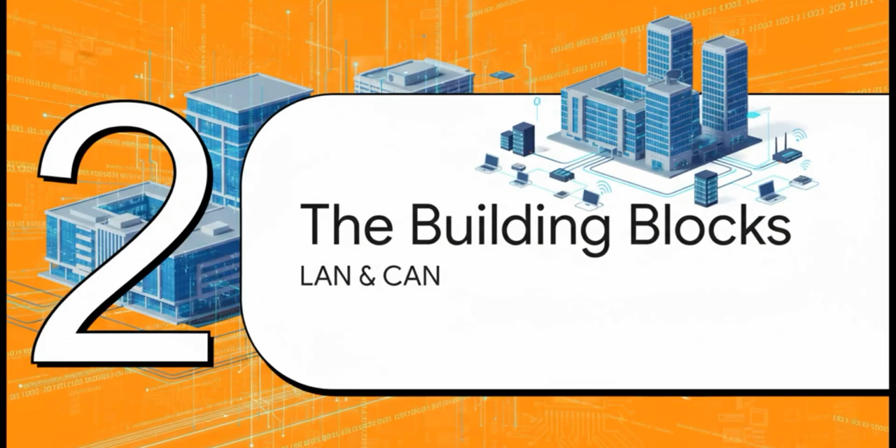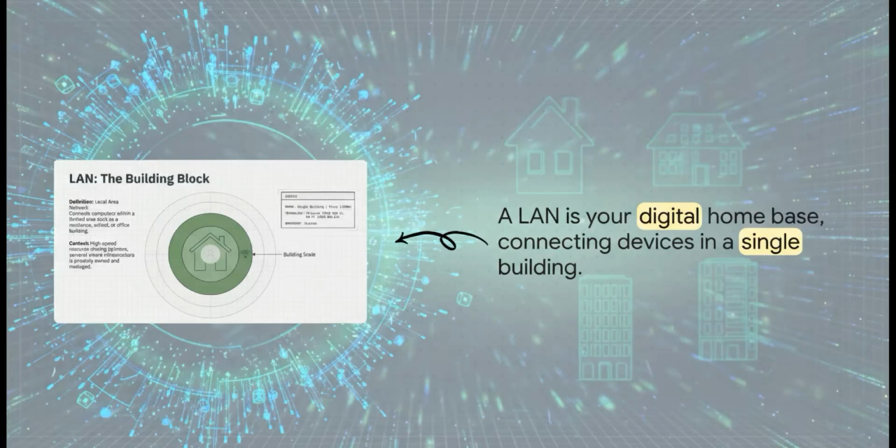So from our personal bubble, let's zoom out to the next layer. We're going from the scale of a person to the scale of a building, or maybe even a whole cluster of buildings. Welcome to the world of local and campus area networks. So if the PAN is your personal bubble, then a LAN is kind of like your digital home base.